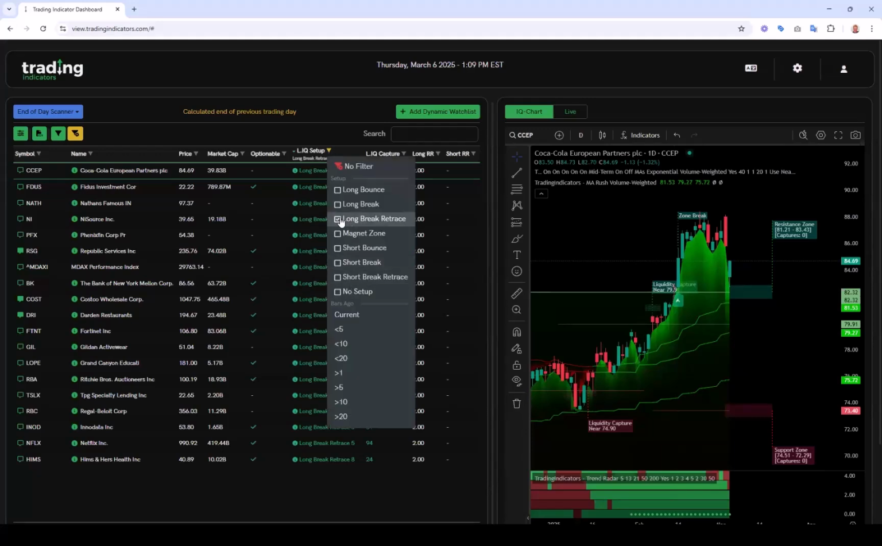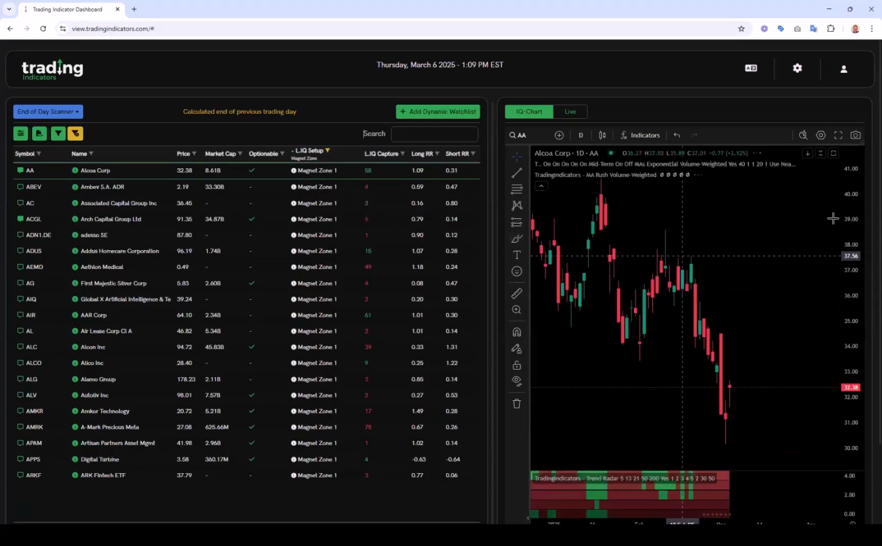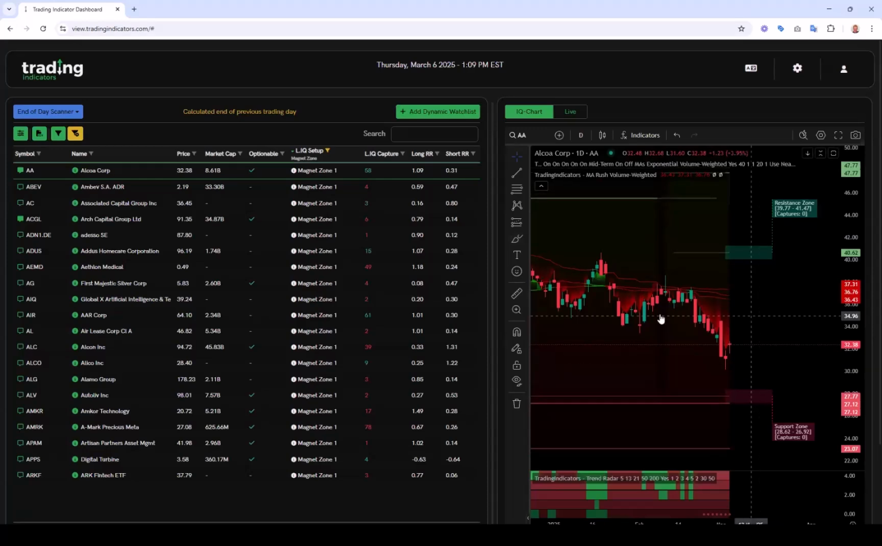And lastly, we have magnet zone. Magnet zone is a setup where we are in the middle, in between support and resistance. Somewhere in the middle, you can see it here. We're not near support, we're not near resistance, we're somewhat in the middle. You also can scan for that. We call this magnet zone.